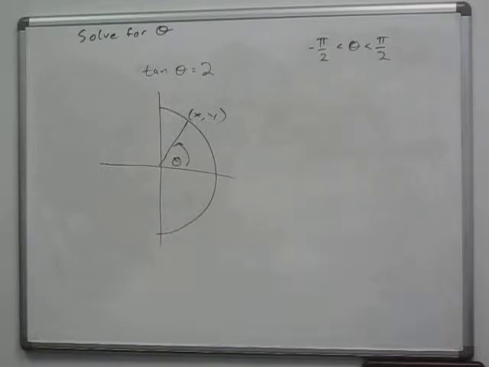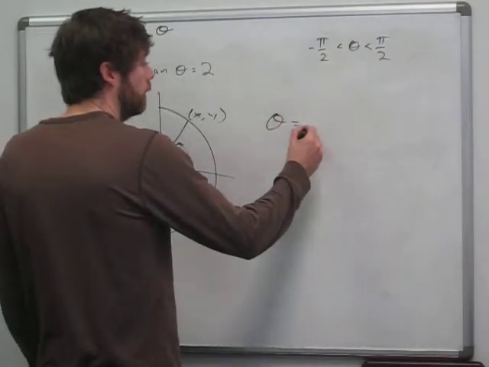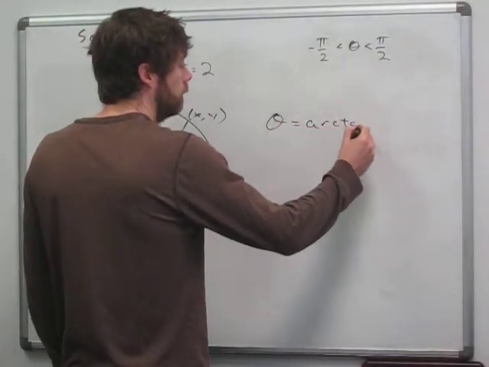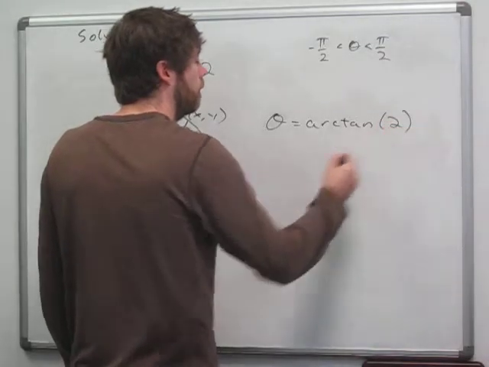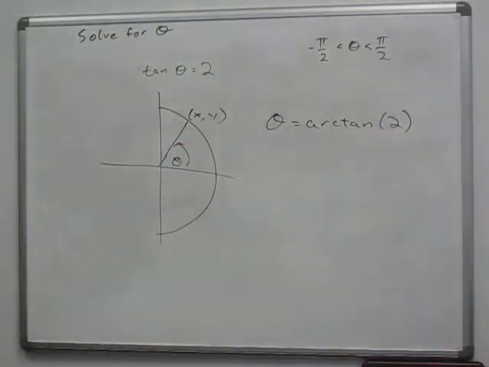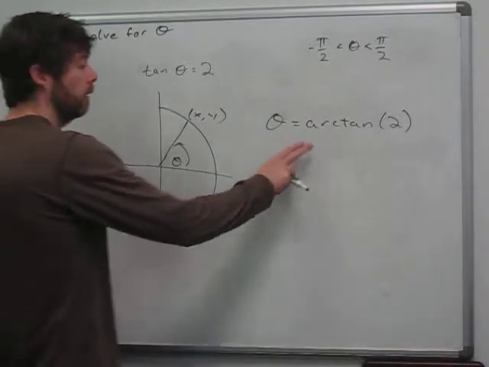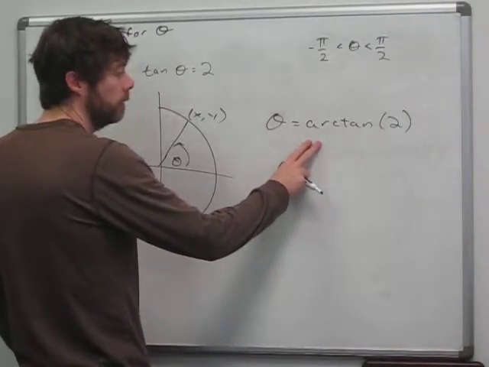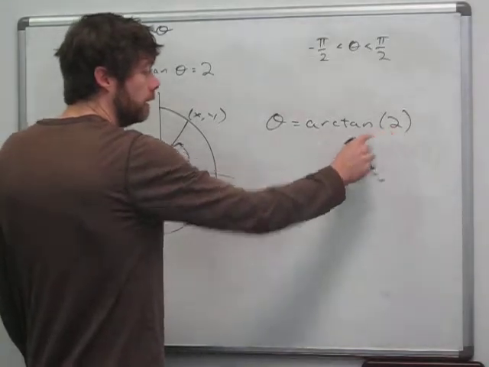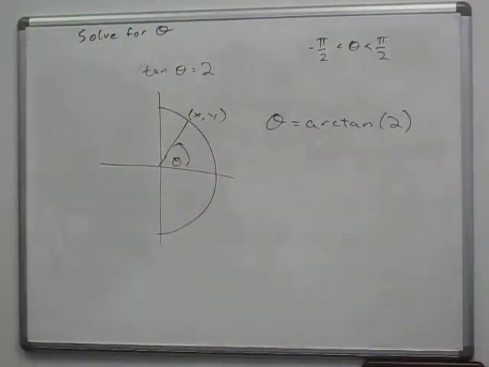Right? This is not going to be one of the special points on the unit circle, so I'm forced to use arctangent of 2. This is going to be, by definition, the angle in between negative pi over 2 and pi over 2, whose tangent is equal to 2. And this is the way to write the solution exactly. I could use a calculator for a decimal approximation.